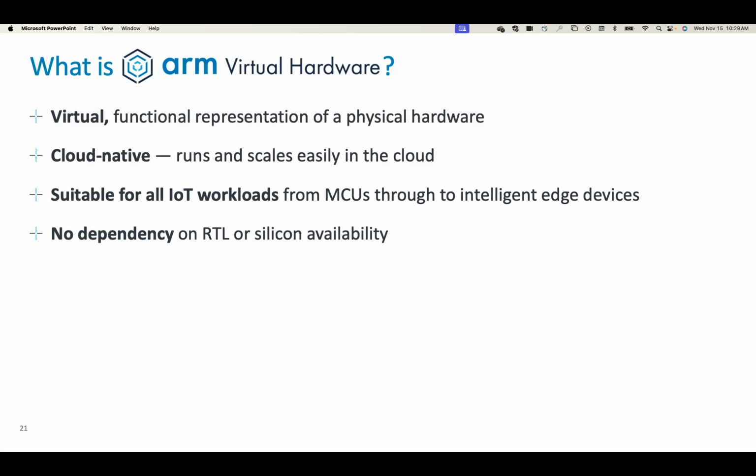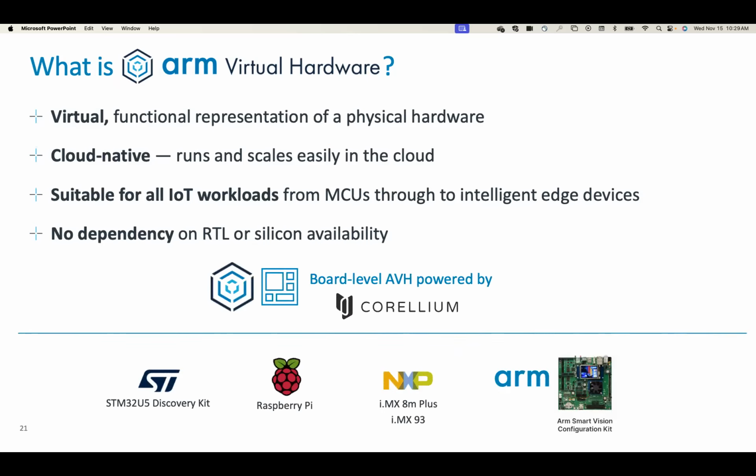And with that, we're really proud to make these board-level ARM Virtual Hardware instances powered by Corellium. We have a range of devices we introduced about a year and a half ago with the ARM Virtual Hardware portfolio, from an STM32U5 discovery kit on the microcontroller side, to single board compute devices like Raspberry Pi, and we also added NXP's i.MX line of products, two boards from them. Earlier this year we added the i.MX 93, which has an ARM NPU in it, modeled as well.